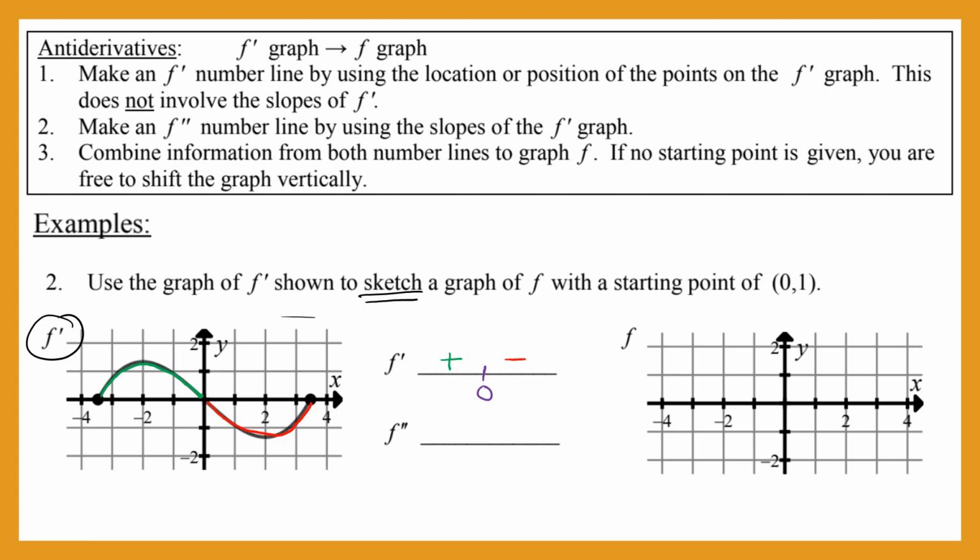All right. So what this tells us about our f line is it tells us we are increasing from negative 3.5 to 0, and we are decreasing from 0 to 3.5. It also tells us if we're increasing and then decreasing that we have a local max at x equals 0. So lots of good information there.